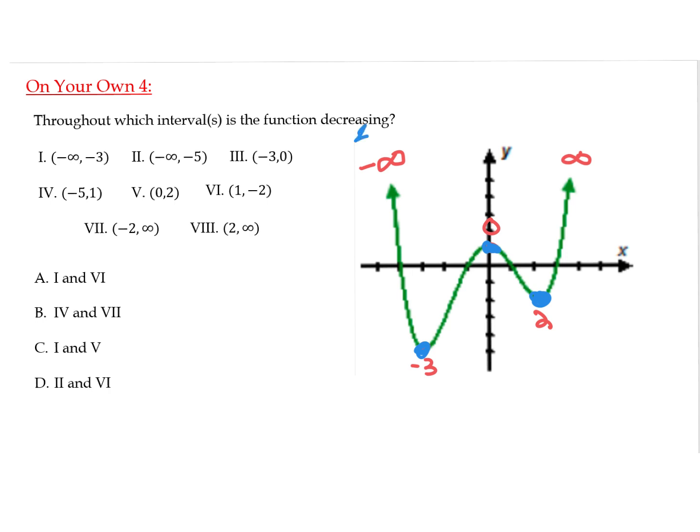We're going to start here on the left-hand side, and this is going down, so this is decreasing. From negative 3 to 0, the graph is going up, therefore it is increasing. From 0 to 2, the graph is going down, therefore it is decreasing. And from 2 to infinity, the graph is going up, therefore it is increasing. So we're finding the decreasing intervals.